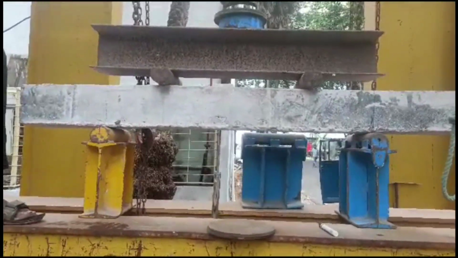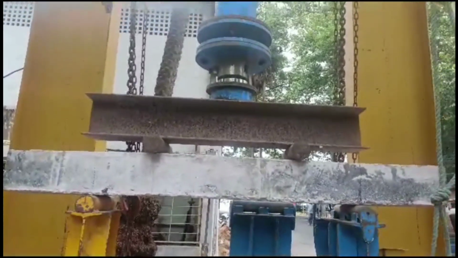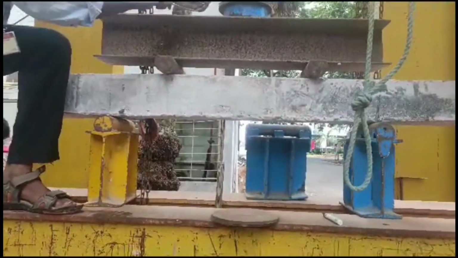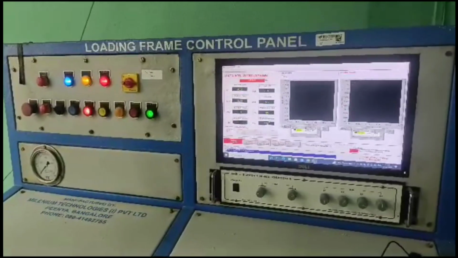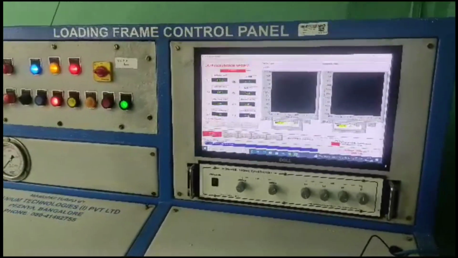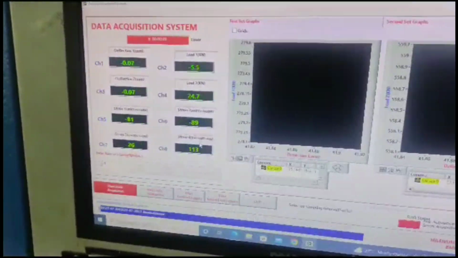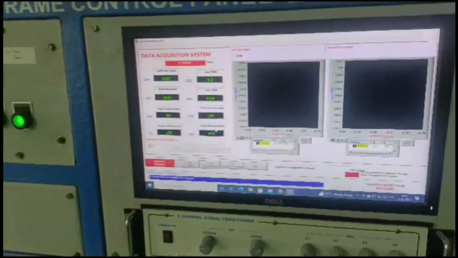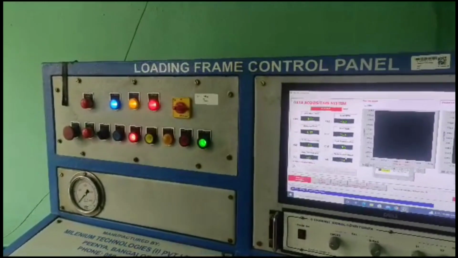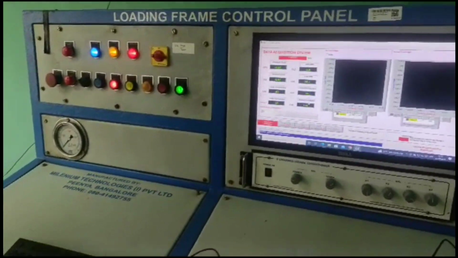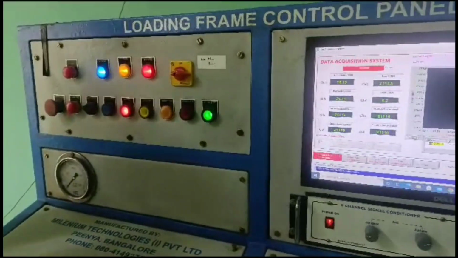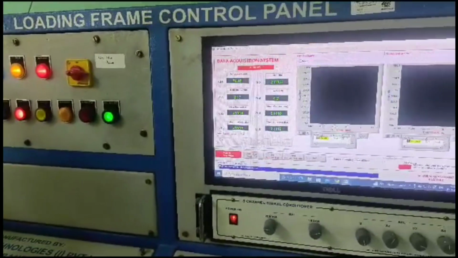You can see here the load is going to be applied with the help of a gauge meter on the flexural beam to calculate the flexural strength of the beam. So this is the loading frame control panel. It will show the types of curves at different loading conditions. With the beam supported on two supports, it will show the bending profile of the flexural beam, and the mid-span loading displacement curves.